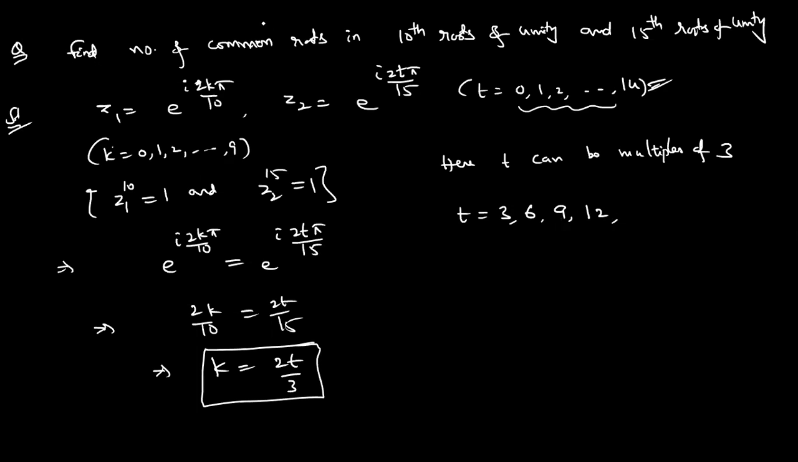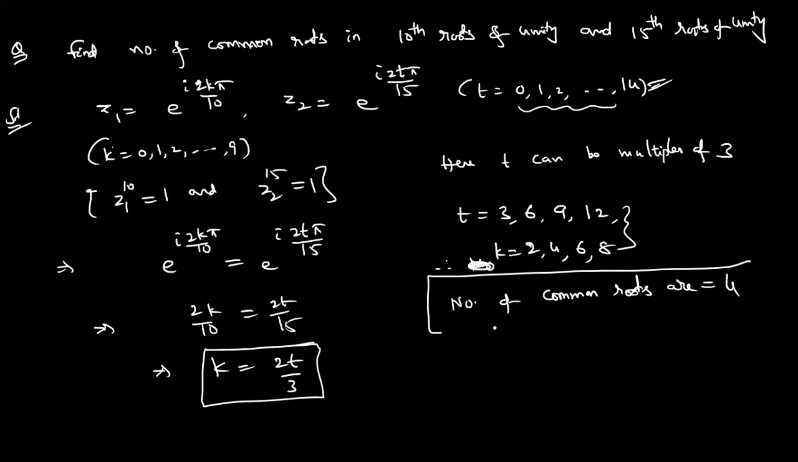So how many common solutions are there here, dear students? Therefore, t is equal to 3 means what? k is 2. t is 6 means k is 4, and then 6, 8. So like that, how many common? So therefore, number of common roots are, what are they? I mean, 4. Excellent, right on. So the number of common roots in 10th roots of unity and 15th roots of unity is 4.